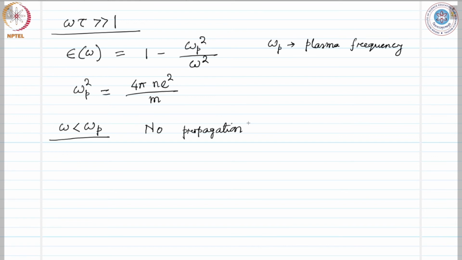When the dielectric constant epsilon is positive, that means omega is greater than omega p. In this situation, the solution will become oscillatory and the electromagnetic wave can propagate inside the metal. In this condition, the metal becomes transparent. EM wave propagates. Transparent metal.